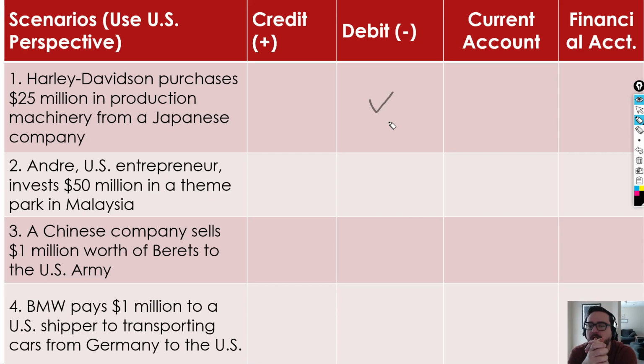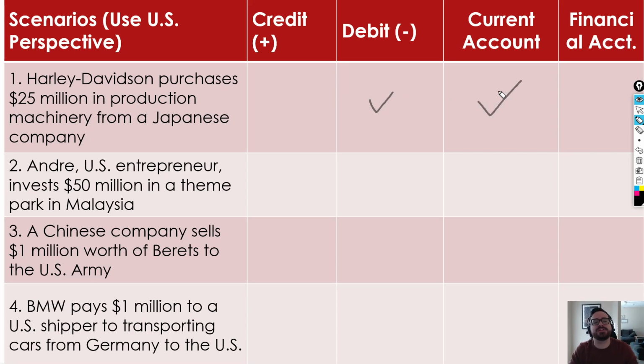Is it current or financial account? Okay. I start with the current account, and I start with the first thing that I actually understand, which is imports and exports. They're buying the production machinery from a Japanese company. I'm assuming they're bringing it here, not leaving it in Japan. They're not building a factory in Japan. They're buying the machinery from Japan. So I would assume they're importing it, which would mean it's a current account thing.